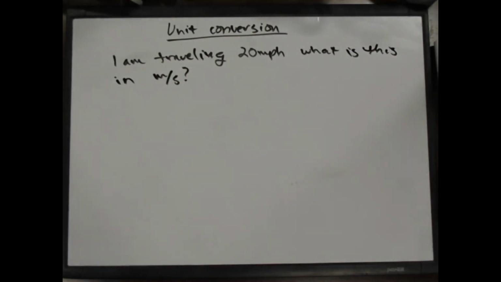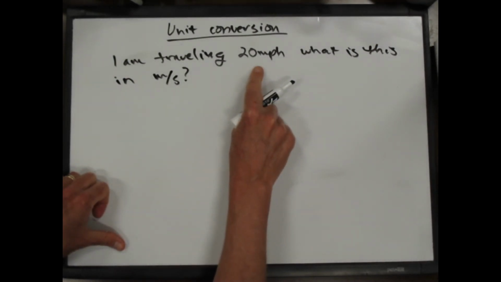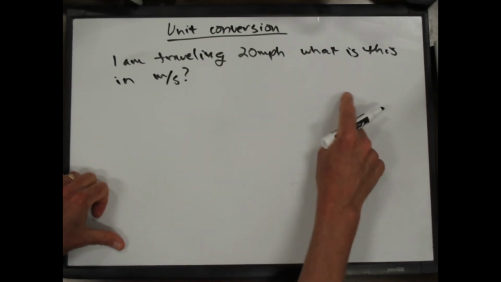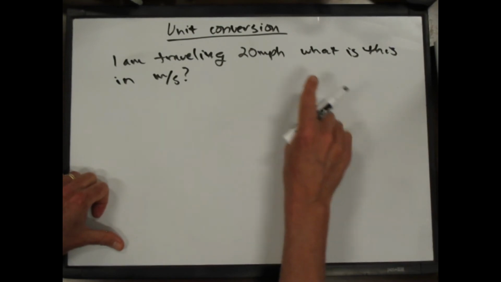I'm traveling 20 miles per hour. What is this in meters per second? The way I do these, and I'm just recommending a procedure for you, if you've already got a procedure that systematically works, because these things are going to get really complicated as the semester goes along, by all means use it.